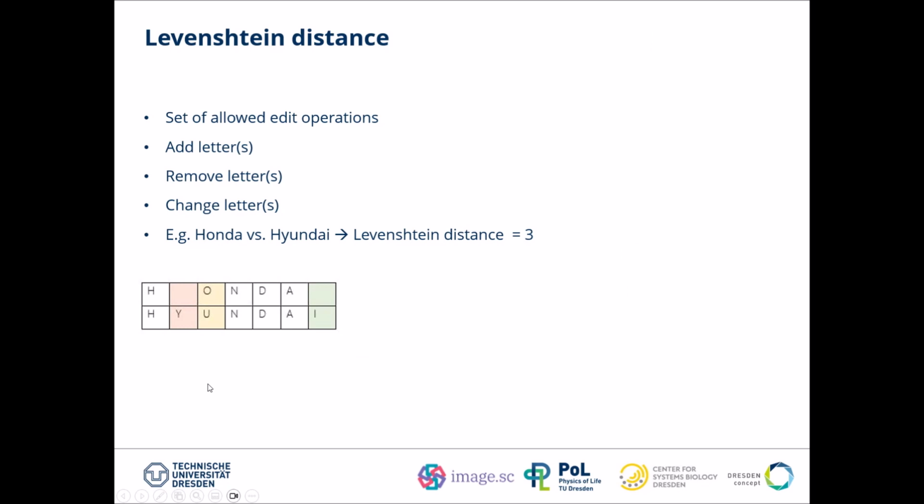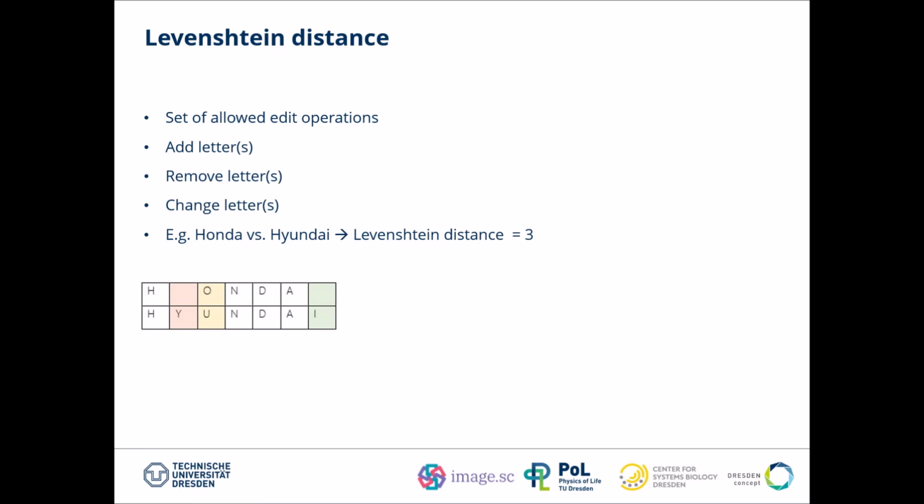The tree edit distance that we can compute from this BranchSpot representation is quite related to the Levenshtein distance that you may all know. The Levenshtein distance is used to compare the similarity of strings. For example, the string Honda and the string Hyundai may have a Levenshtein distance of 3, because the concept defines 3 allowed edit operations: adding a letter, removing a letter, and changing a letter. To change Honda to Hyundai, you would add a Y, change the O to U, and add an I. That's 3 edit operations, each associated with a cost of 1, which results in a Levenshtein distance of 3.